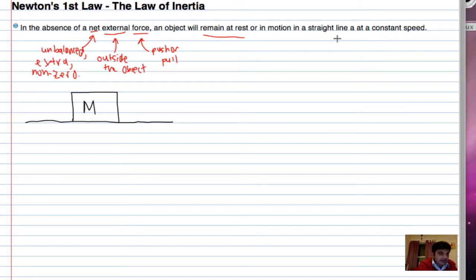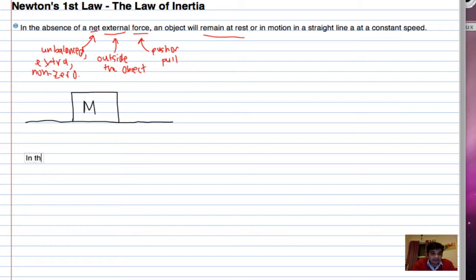So another way to say this is, an object that is moving in a straight line at a constant speed will go on forever and ever. In fact, that's so important that I actually want to restate the second law right now. So let me do that right down here.